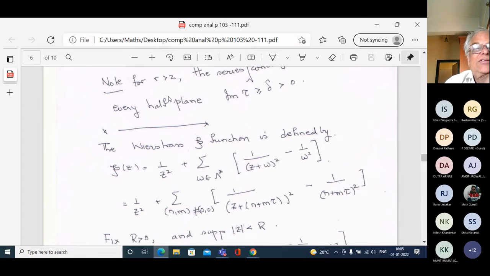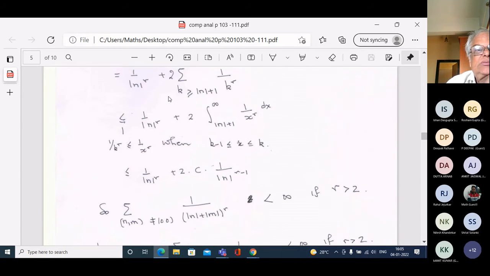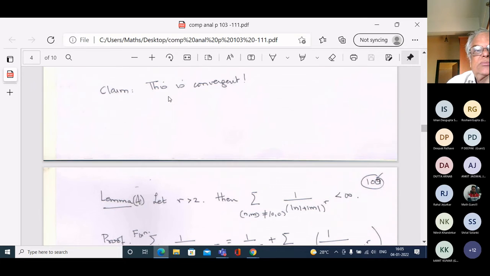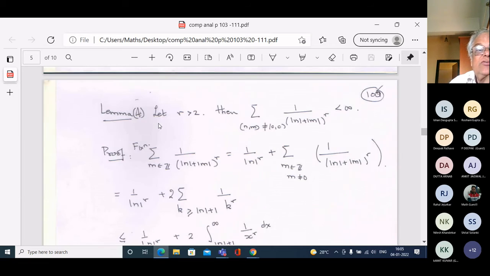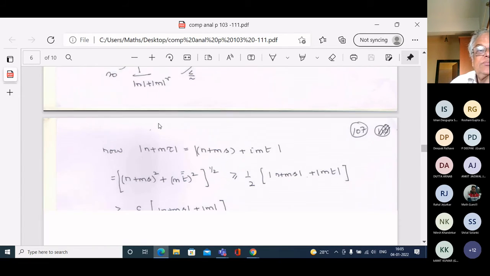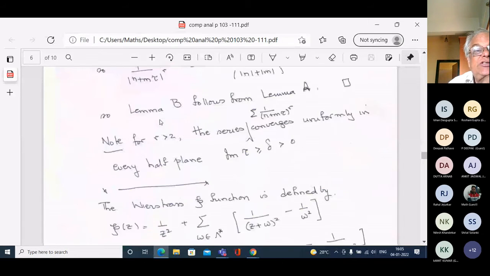So what I know is that sum, I'm looking at this gz. This term is like 1 over n plus m tau cubed, and 3 is greater than 2. Therefore that quantity is convergent. This gz is convergent. So all this was just to tell me that gz is convergent.